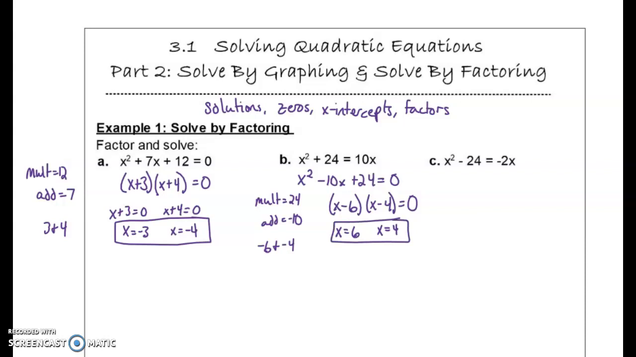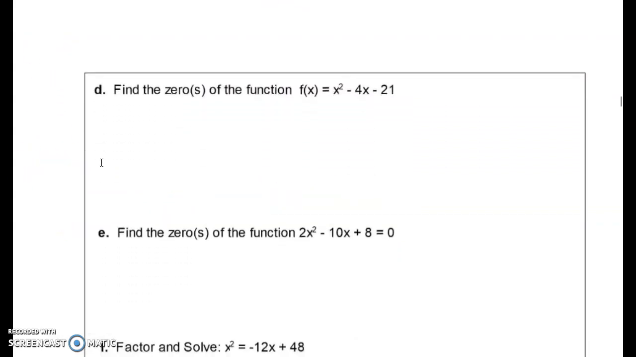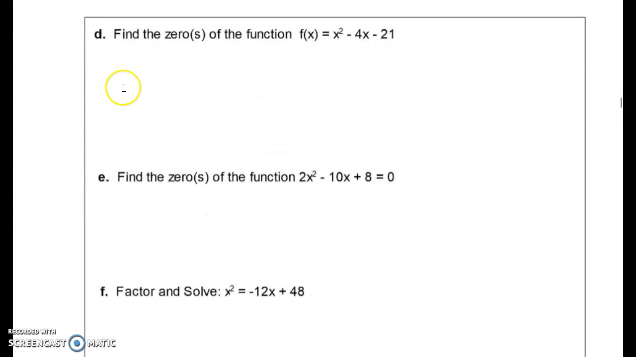Okay, I feel like we practiced that enough. I will put my completed notes out so you'll be able to see any of the examples we skip, but I don't want to waste your time on some of the easier questions. So let's go look at example 2. Oh, I apologize, example 1D. Find the zeros of the functions.